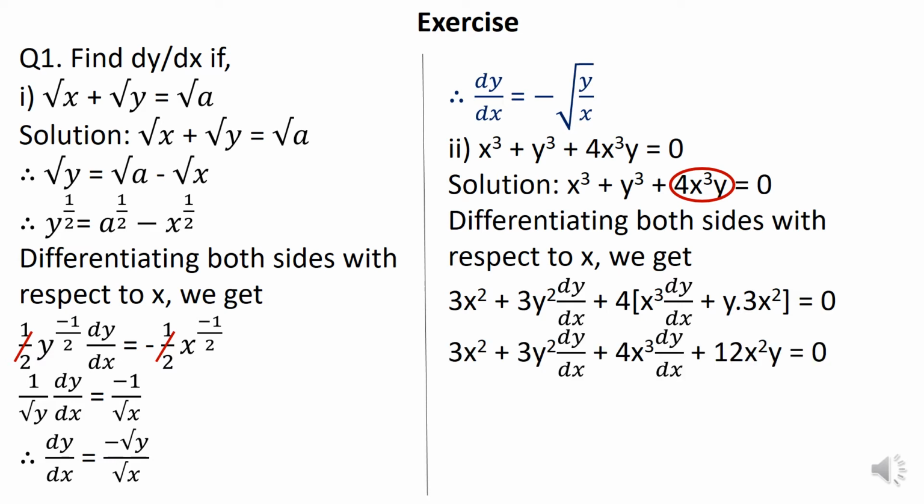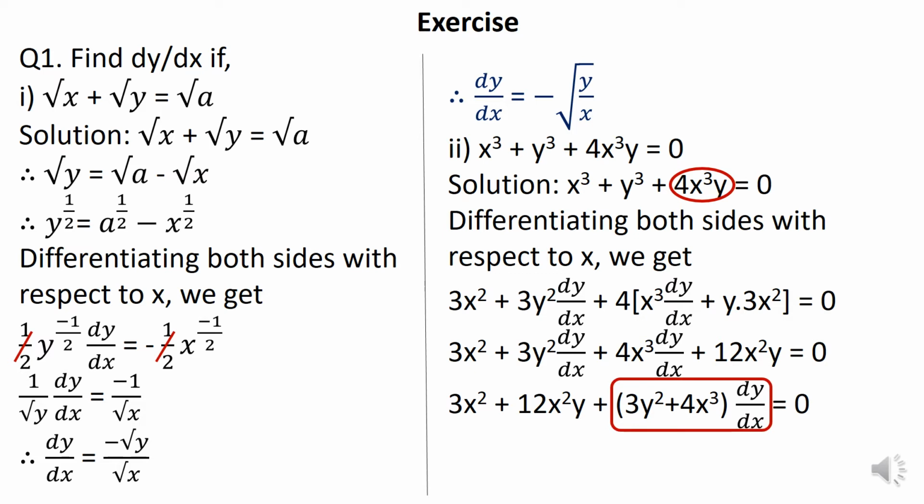In the next step, we just simplify the last term by opening the brackets and we get this particular term that is written here. And then the next step, observe the next step. What have we done over here? We have grouped the dy by dx containing terms together. This is going to be a common step for all our sums now. We group together the terms containing dy by dx. So we get 3y square plus 4x cube into dy by dx. And the remaining terms we write them as they are.